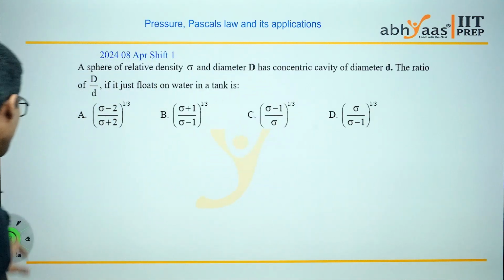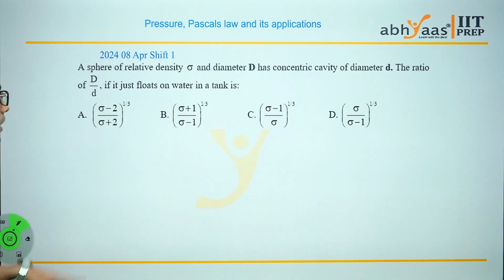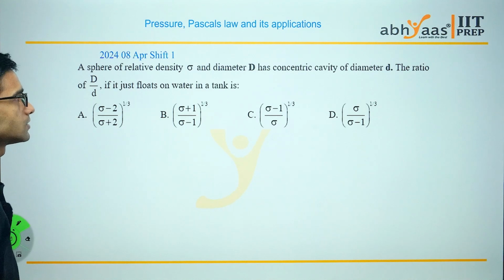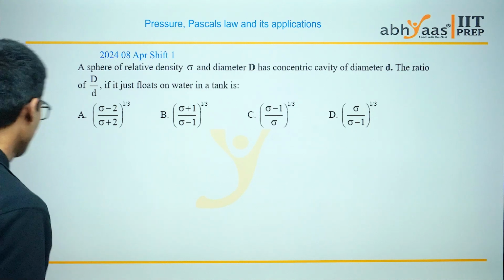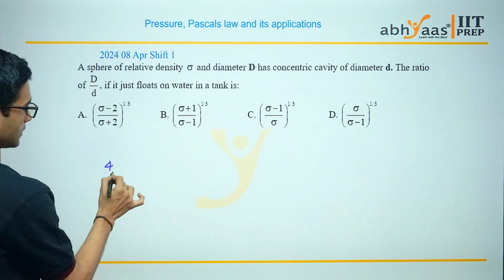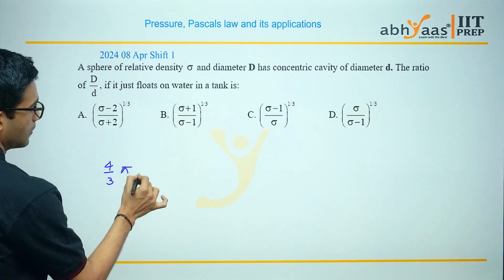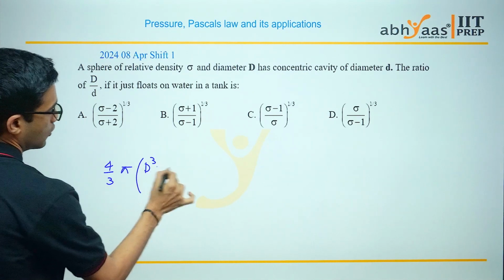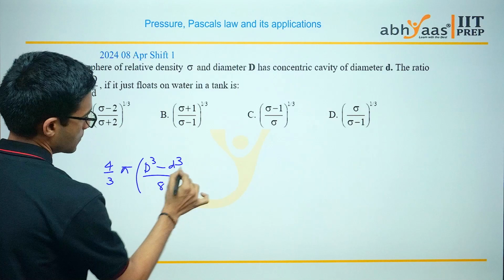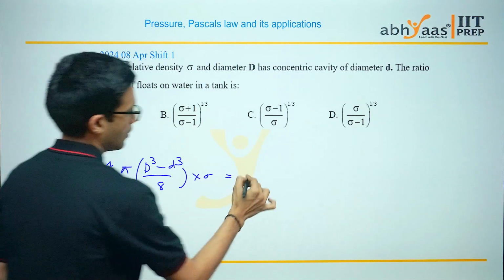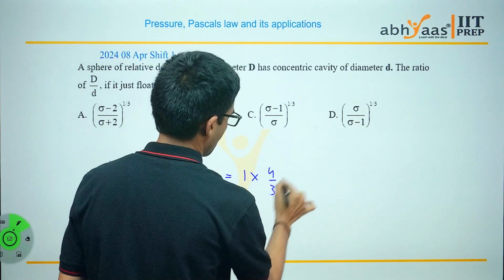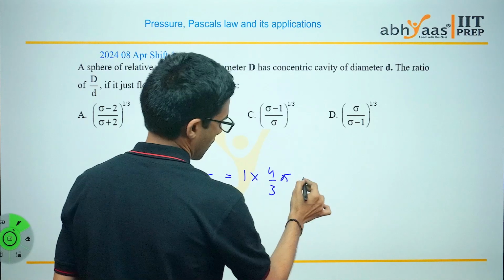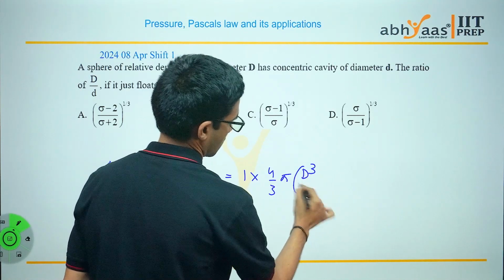In this question, if you observe, initially a sphere is there which has relative density sigma and a concentric cavity of diameter d. The ratio of d by D, if it is just floating on the water. So if I write like this, (D cube minus d cube) by 8 into specific gravity is equal to 1 into 4 by 3 pi r cube. I am writing D cube by 8.